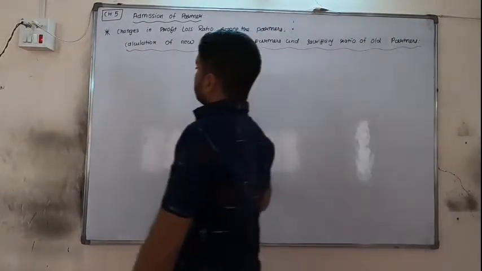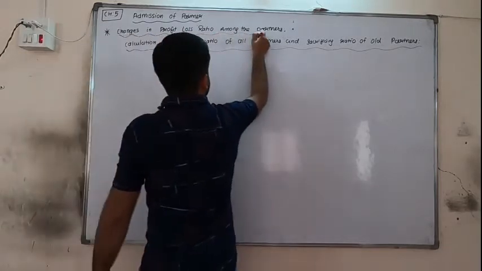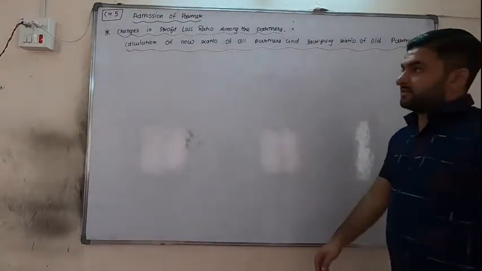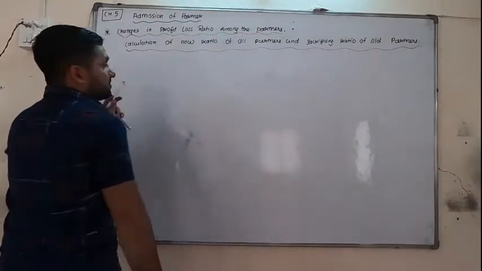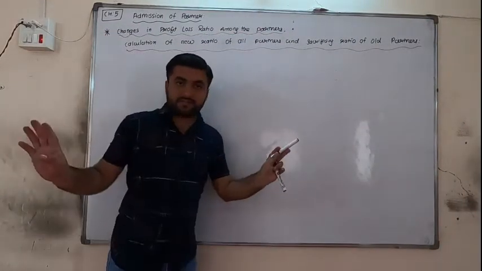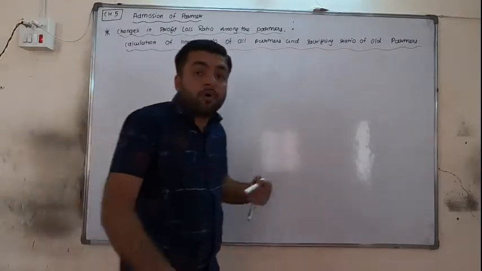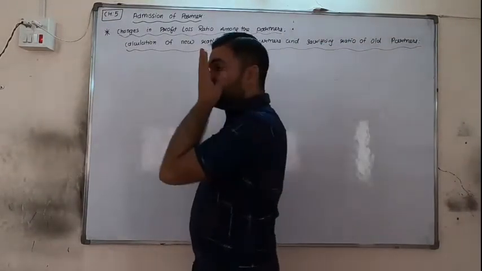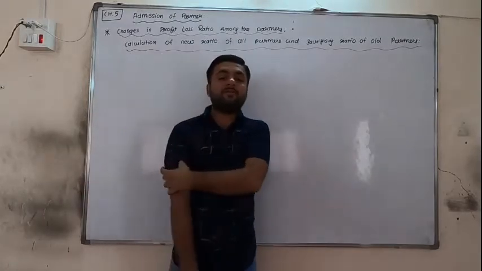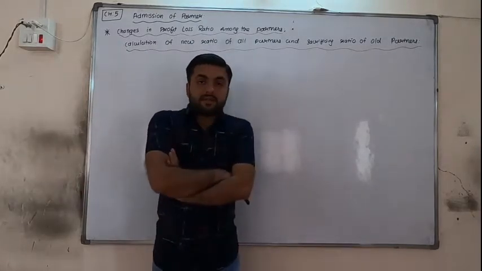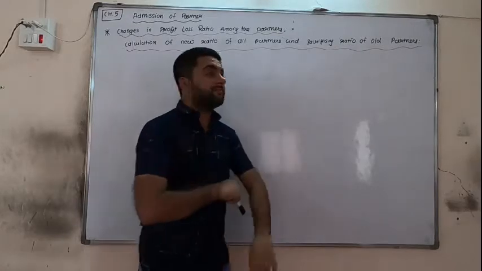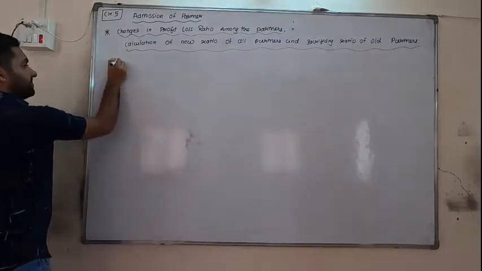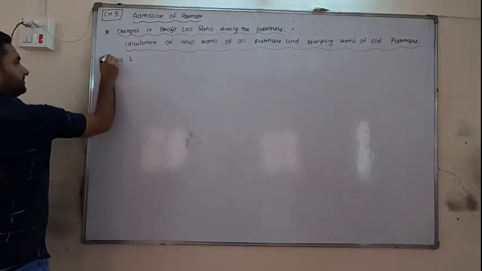Changes in profit and loss ratio among the partners. And in that what we will learn? Calculation of new ratio of all partners and sacrificing ratio of old partners. All and old has a difference. All means including the new partner, old means the partners which are already in the business. Now it is having 8 subtypes of sums. So for that we are taking the first type, that is case 1.